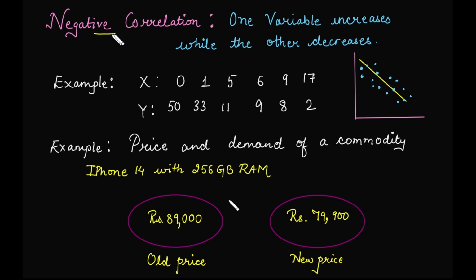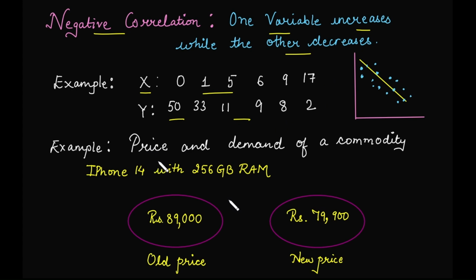The next is a negative correlation. Negative correlation means the values of two variables are moving in opposite directions. If one variable increases, then the corresponding second variable decreases. For example, the values of x in this case are increasing while the values of y are decreasing. So it indicates a negative correlation.